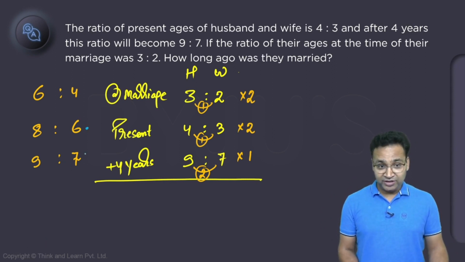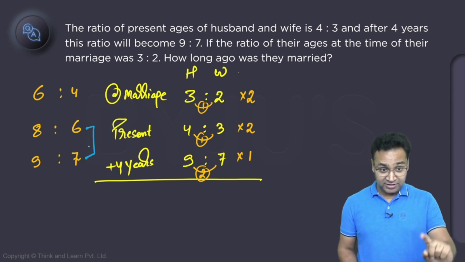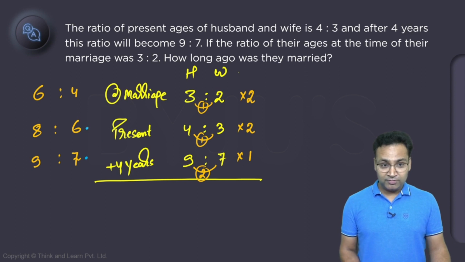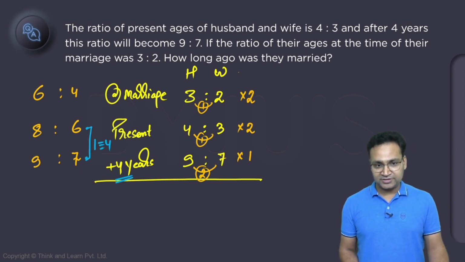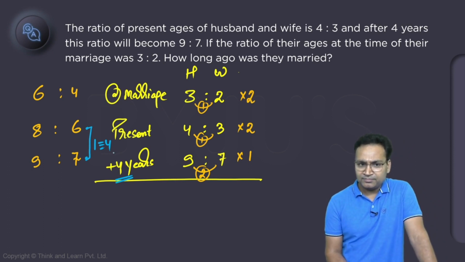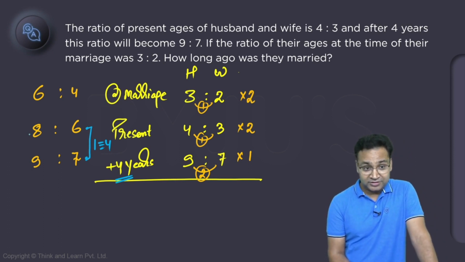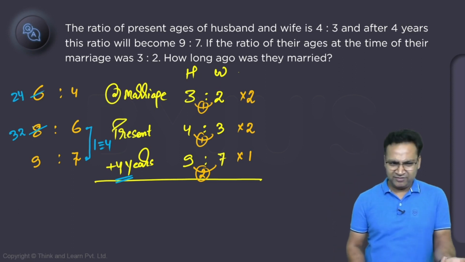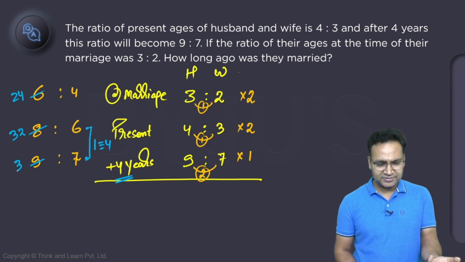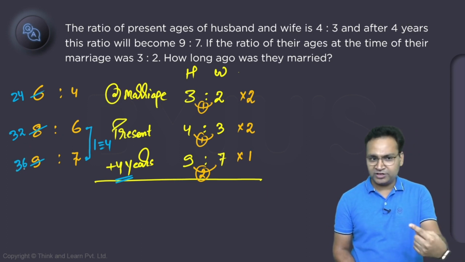Okay. Is there any time gap which is given to you in the question? Yes. Between these two scenarios, the time gap is visible as 1 in this particular ratio, but actually this time gap is 4 years, right? 4 years. So if 1 is equal to 4, that means 8 is equal to 32 and 6 is equal to 24. Or 9 is equal to 36. Check: 32 plus 4, 36.